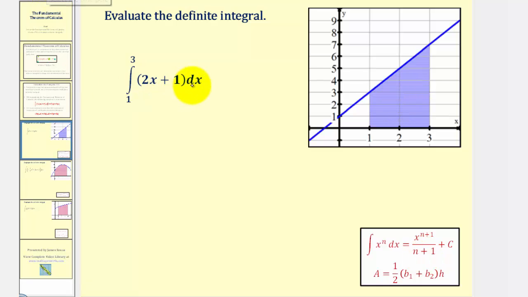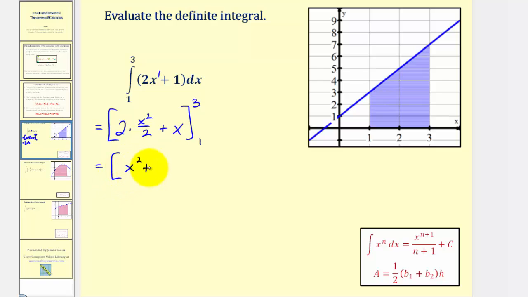So to apply the Fundamental Theorem of Calculus, we first want to find the antiderivative of 2x plus 1 with respect to x. So we'd have 2 times, this is x to the first, so we'd have x to the second divided by 2, plus the antiderivative of 1 with respect to x would be x. We now need to evaluate the antiderivative at 3 and then subtract the value of the antiderivative at 1. But before we do this, let's go ahead and simplify here. This simplifies to just x squared plus x.